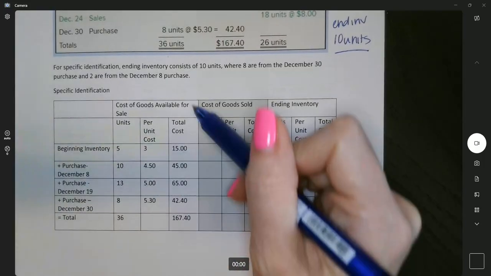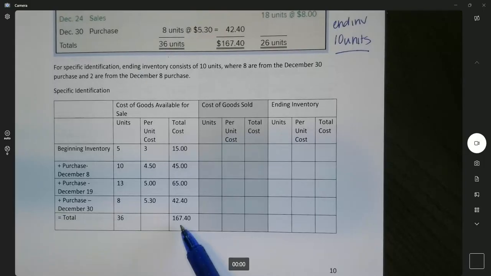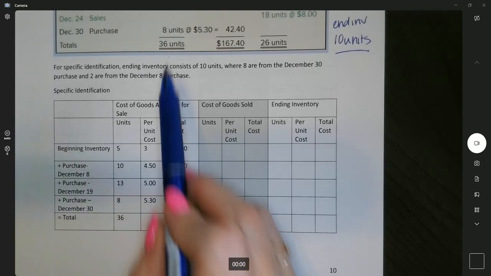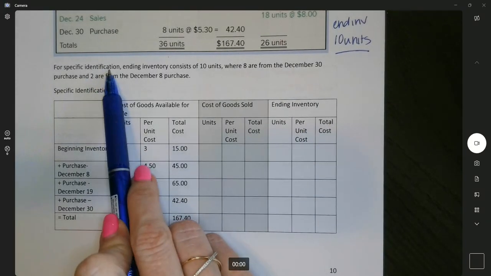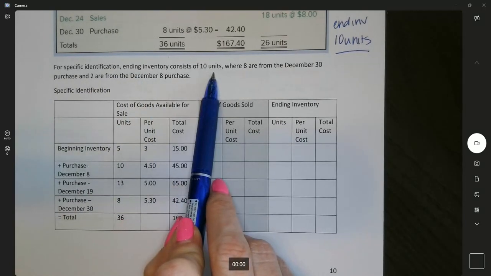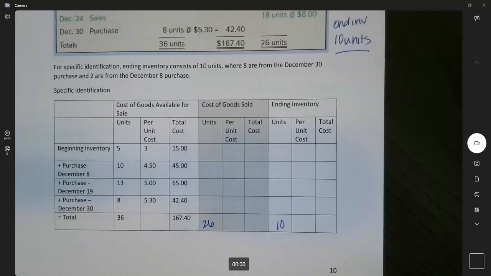The cost of goods available for sale section is already filled in for you. 36 total units available, total cost of $167.40. We're going to determine the cost of goods sold and the ending inventory based on specific identification. And using this info, it says ending inventory consists of 10 units. And we know we sold 26, so we'll do that too.